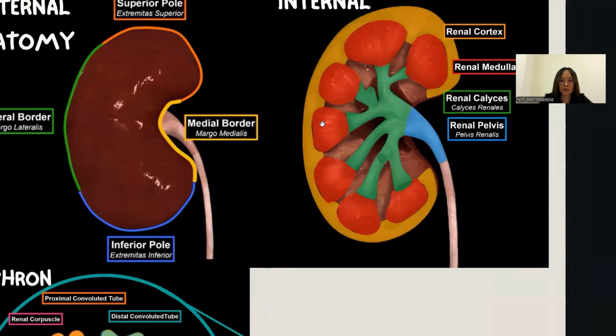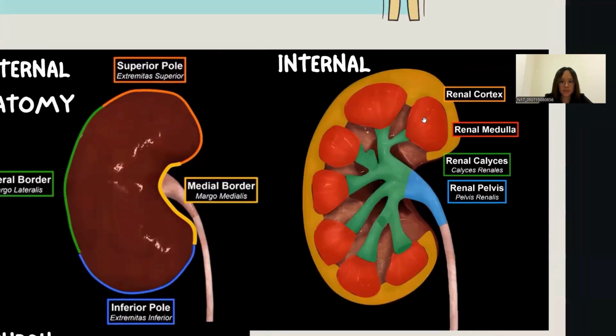Next, going into the internal anatomy, here we can find the renal pelvis and also renal calyces, which lead the urine from the kidney down the ureter. Kidney consists of this renal medulla and also renal cortex. So what actually makes up this renal cortex and medulla is the nephron, which is the functional unit.